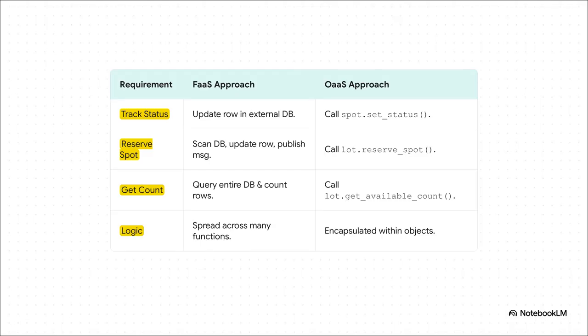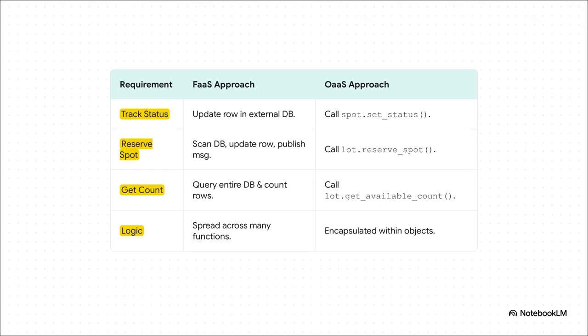This is a state management nightmare. And here's where the two philosophies really diverge. With the FaaS approach, pretty much everything you do means going back to that central database. You want to update a spot status, you write to the database. You want to reserve a spot, you got to scan the whole database to find an empty one. You want to know how many spots are available? You have to query the entire database table and count the rows.